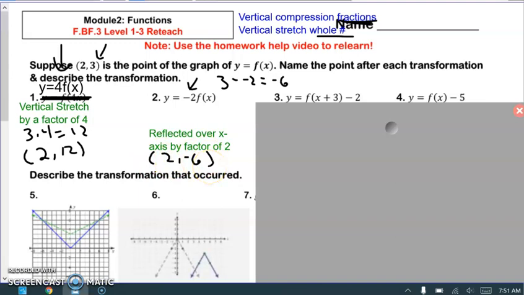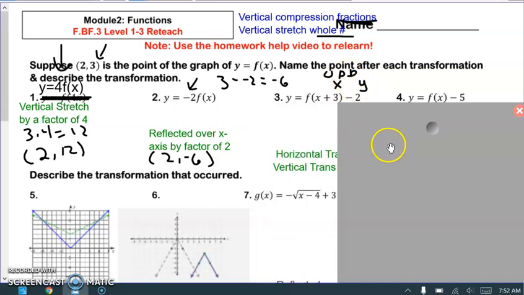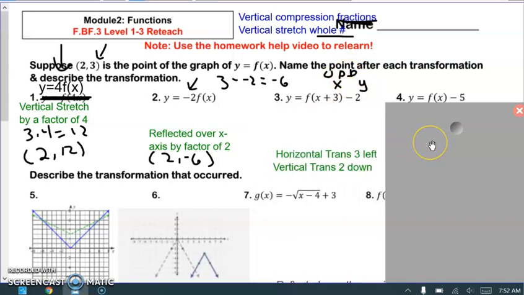Now this is a translation. We know that this is always the x value, and this is always the y value. So we know it's always the opposite. If I say plus 3, I really mean minus 3. So this is a horizontal translation 3 left because it's the opposite, and then minus 2 doesn't change, so we're just going to go down 2.